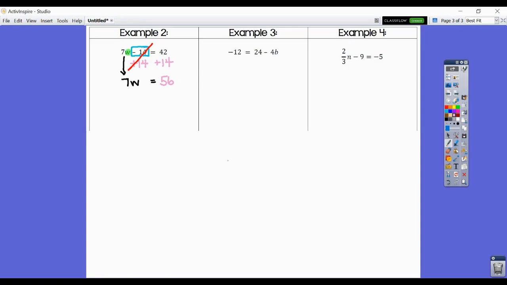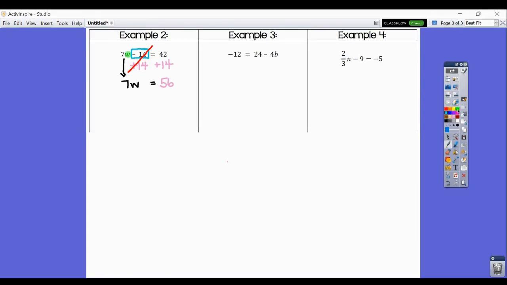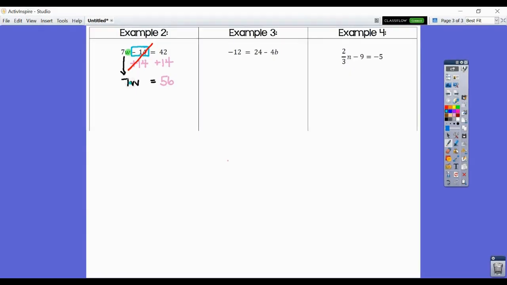Again, I still want my variable by itself. It is not yet. So now I'm going to do the opposite of that 7 times w multiplication between the two, which is division on each side. I divide each side by the 7. 7 divided by 7 comes out to be 1 w left. So that is a single w left on the left side. On the right side, 56 divided by 7 is 8.